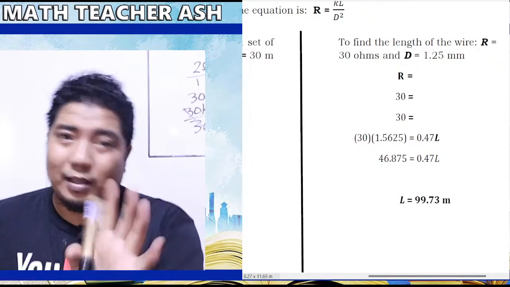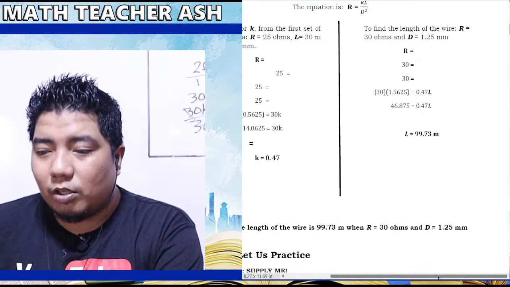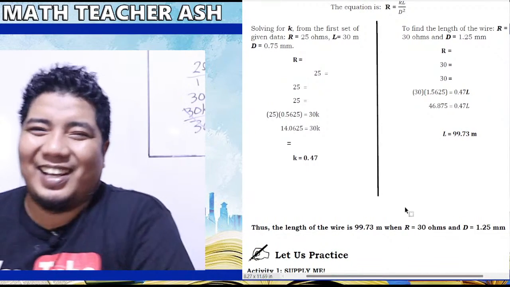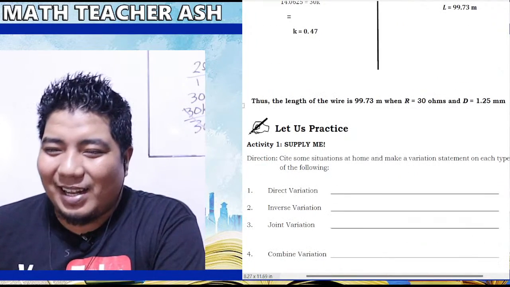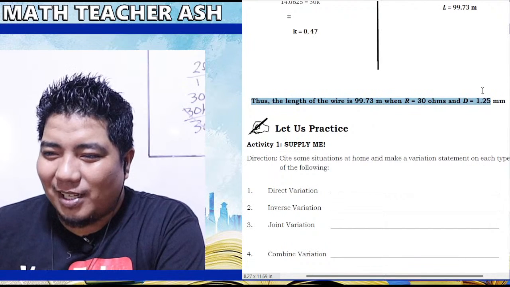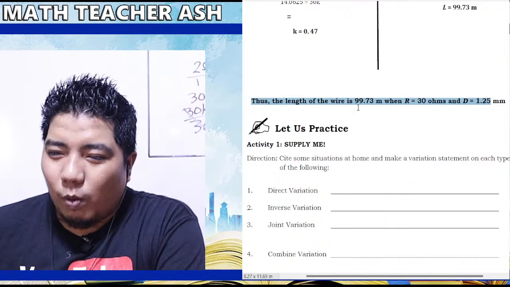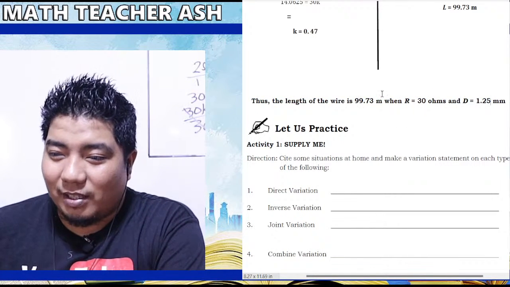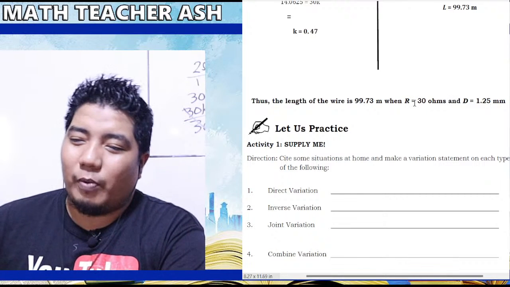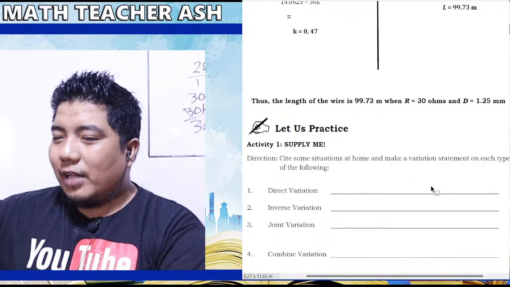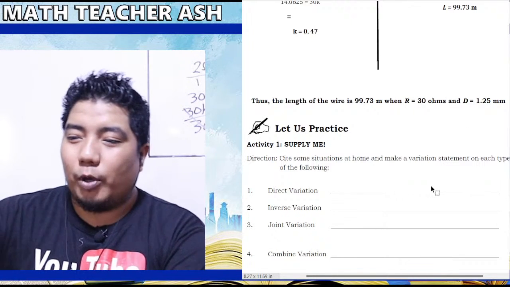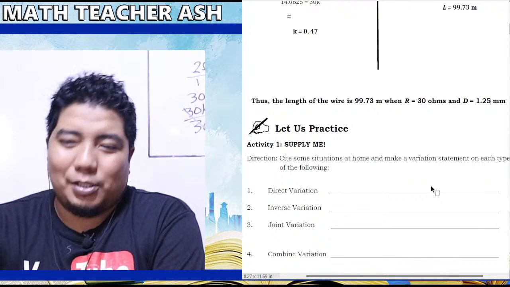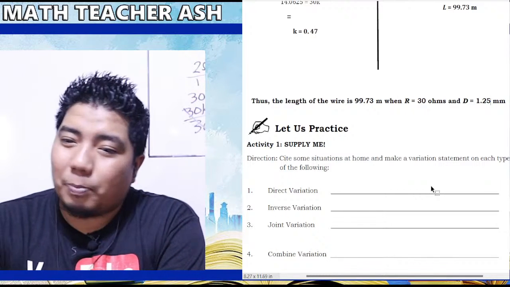Okay? So at least tinatry na natin na i-correct yan siya dito sa Math Learning with Sir Ash. And so for the final statement, we have the length of the wire is 99.73, when R is equal to 30 ohms and D is equal to 1.25 millimeters. Okay, so discussions pa lang yun, my dear math learners.